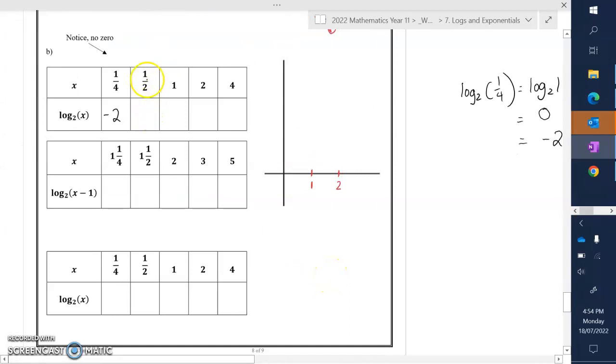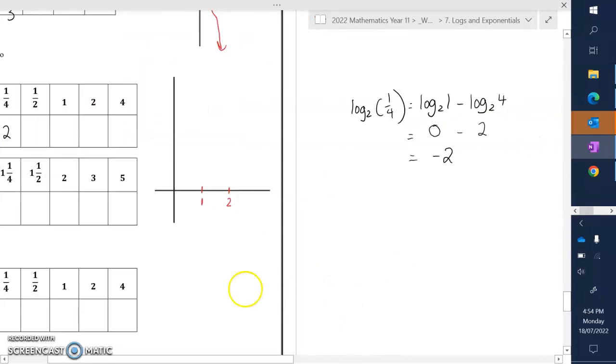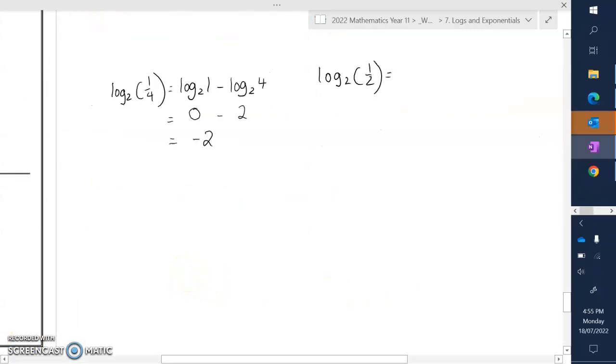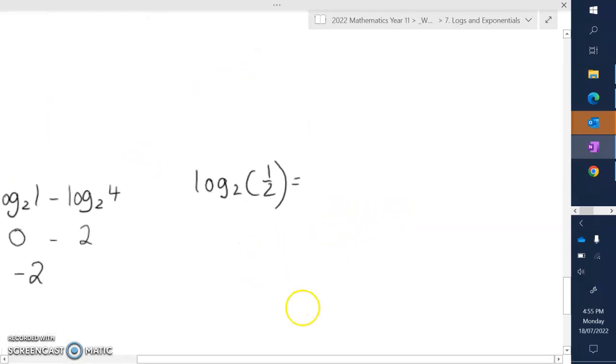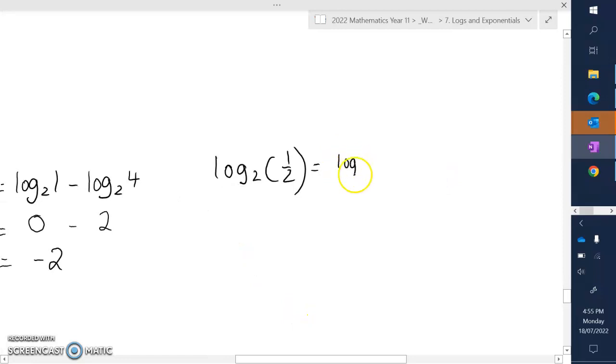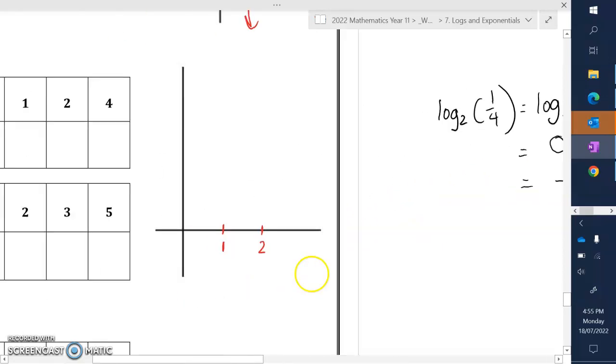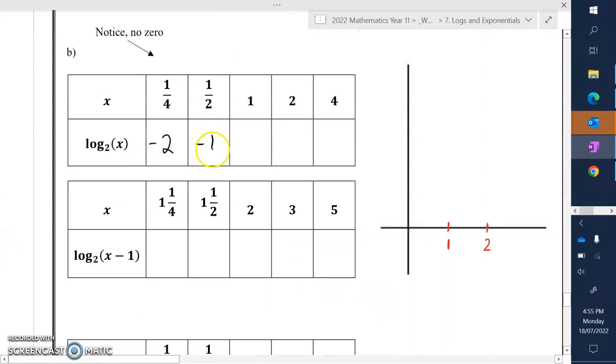Likewise, we can do the same for the next one. If I'm popping a half in there, it's log of base 2 of 1/2. I've just moved over to the side to put the working out in there for you. Log of base 2 of 1/2 is going to be log of base 2 of 1 minus log of base 2 of 2, using our log rules. 2 to the power of something is 1: 2 to the power of 0 is 1. Take away 2 to the power of something is 2: 2 to the power of 1 is 2. So 0 minus 1 is -1, and that's our next one there.